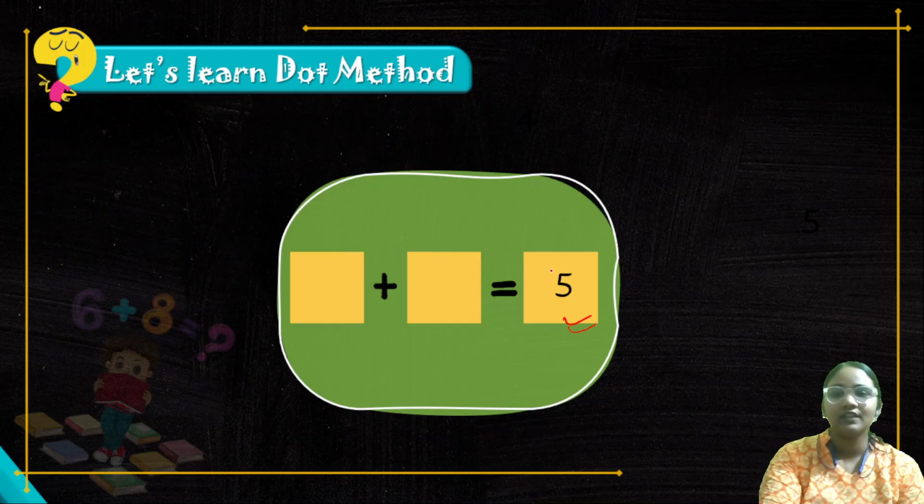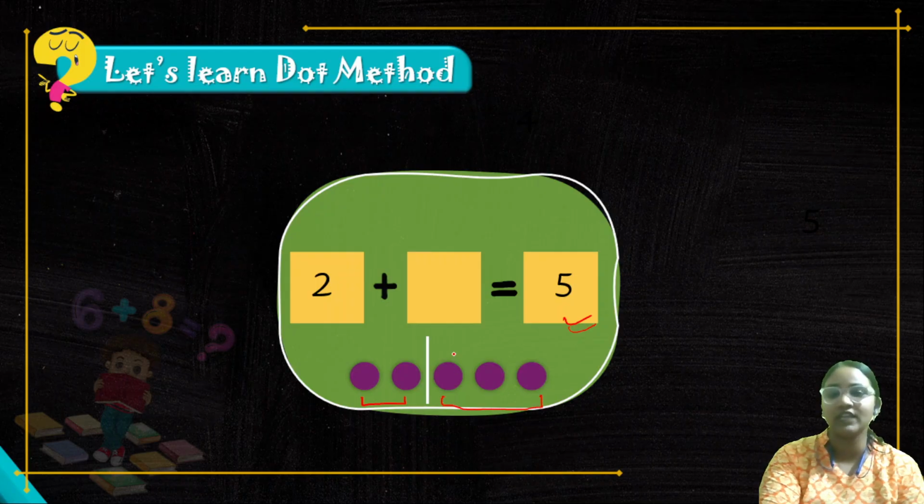Let's first make 5 dots. Okay, so we made 5 dots and then we make a line anywhere we want between the dots. Then we write the number of dots that are on the left side of the line in the left box and the number of dots that are on the right side of the line in the right box. Okay, so 2 plus 3 is equal to 5.